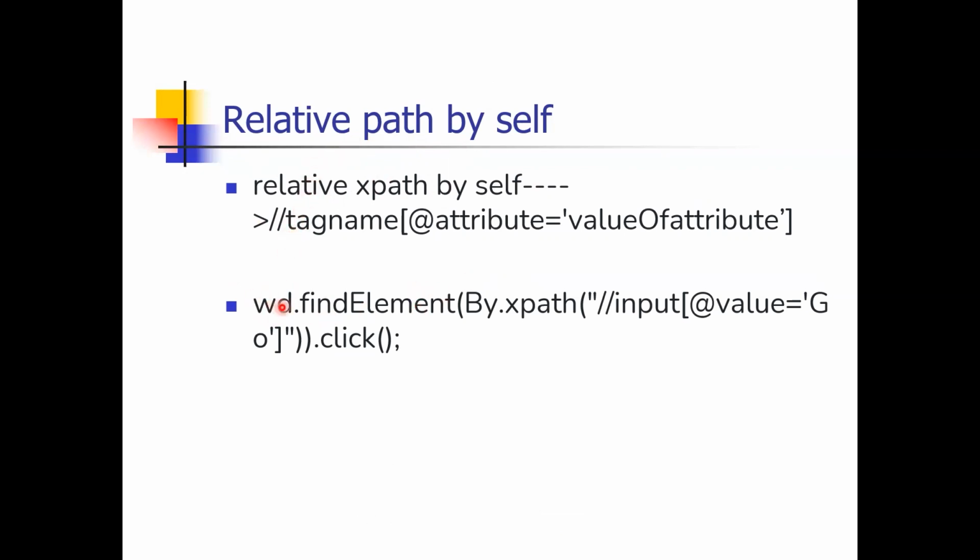WD means the driver name dot find element by dot XPath. Now how to write? First you have to mention the tag name, so the tag name is input. After the tag name, at the rate, the attribute, then the value of the attribute. I will show this with the practical.